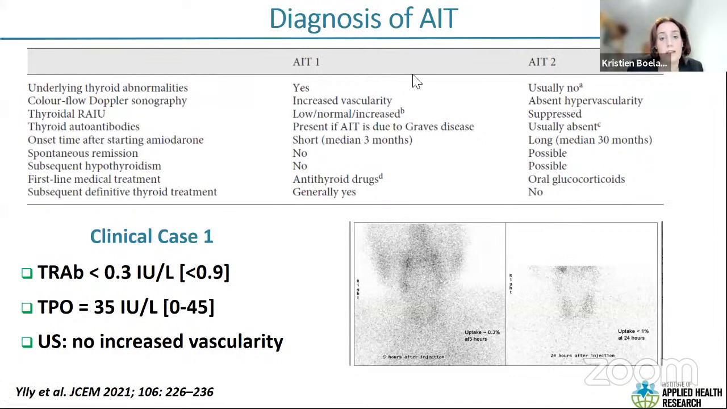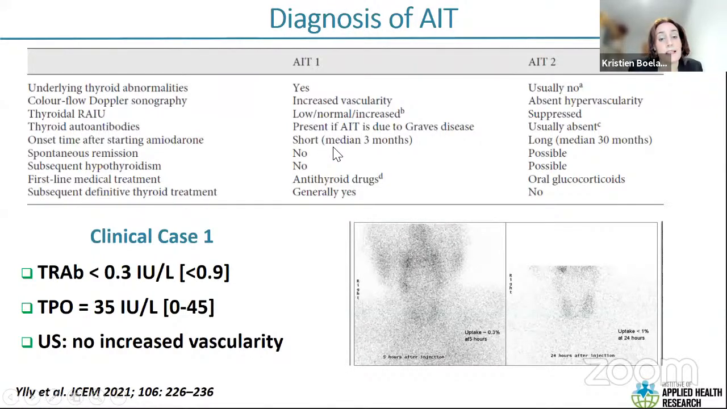So in type 1, which is the effect of iodine, this often occurs in patients who have underlying thyroid abnormalities. Thyroid antibodies are often present, and this is not something that will spontaneously resolve or that is associated with subsequent hypothyroidism.